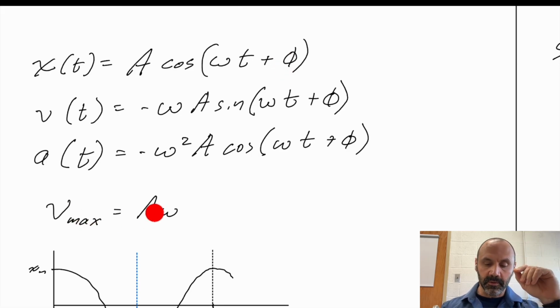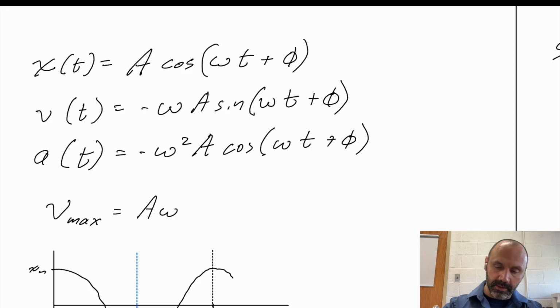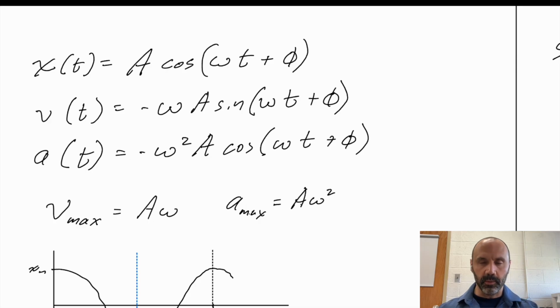Maximum velocity would be A omega. So it would be the absolute value of this coefficient in the front. The maximum acceleration would be omega squared times A. I didn't write that down, but maybe I should. So a max is A omega squared. And what we're really concerned with there, if we're looking at the max velocity or the max acceleration, is the magnitude of them. Right? Notice I didn't put arrows above them.